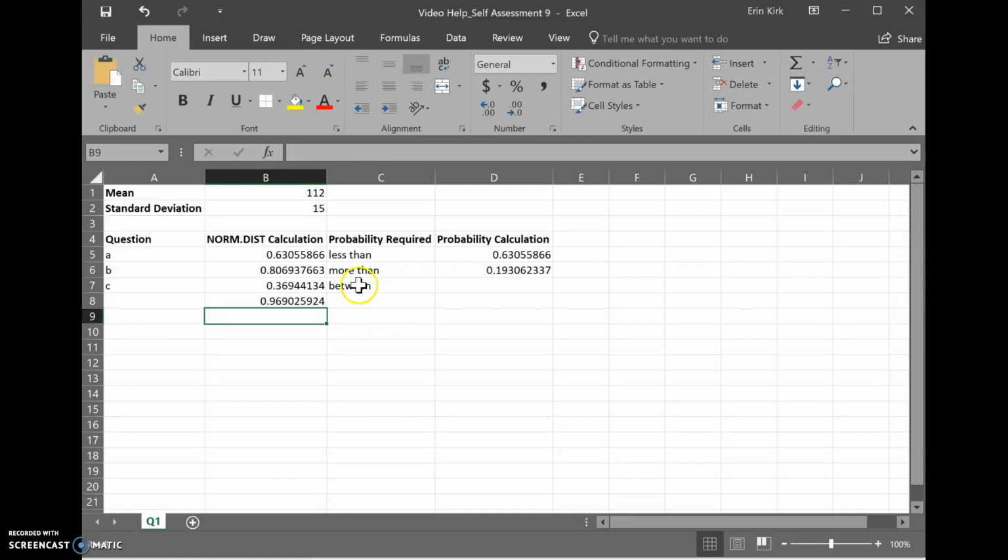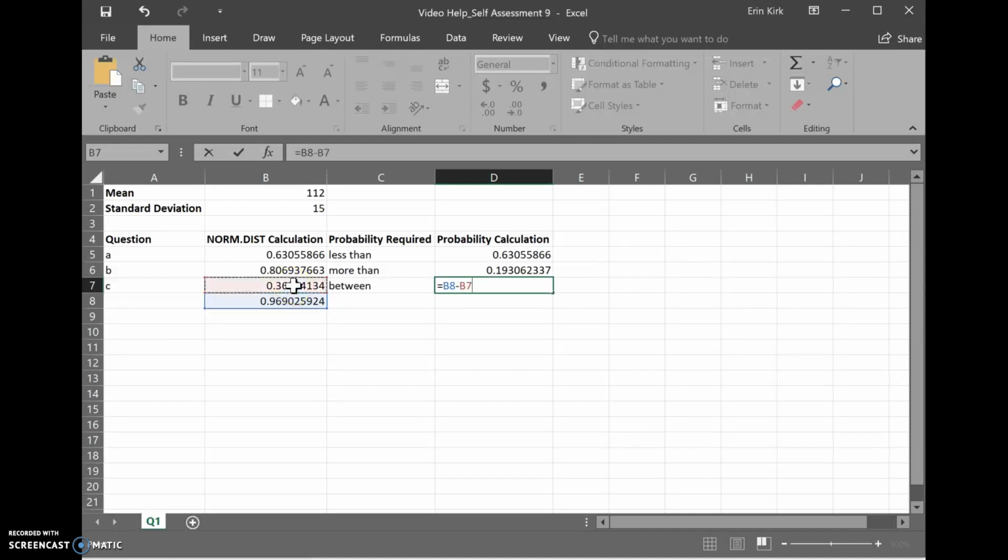And then just like in class, to calculate the probability of being between two different values, we need to subtract the larger probability minus the smaller probability. So equals the larger probability minus the smaller probability. And the probability then that a randomly selected infant is between 107 and 140 ounces is calculated here.